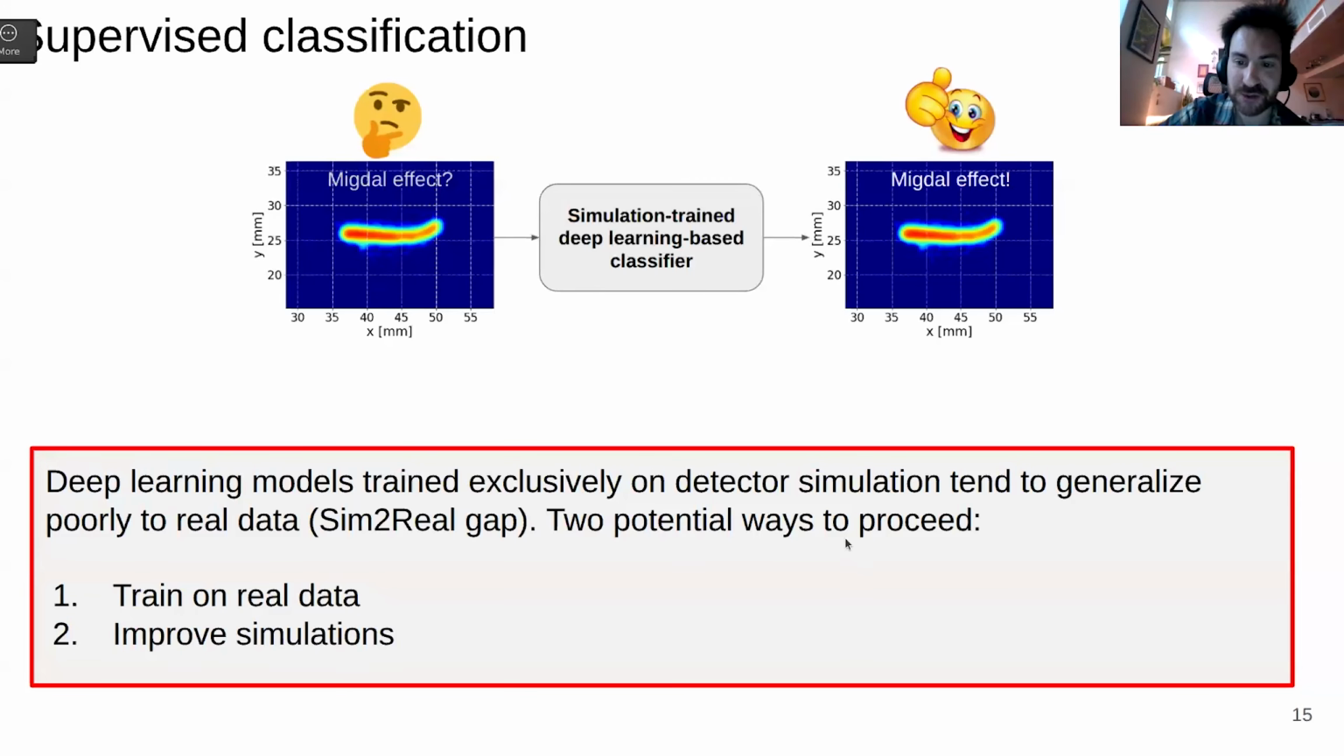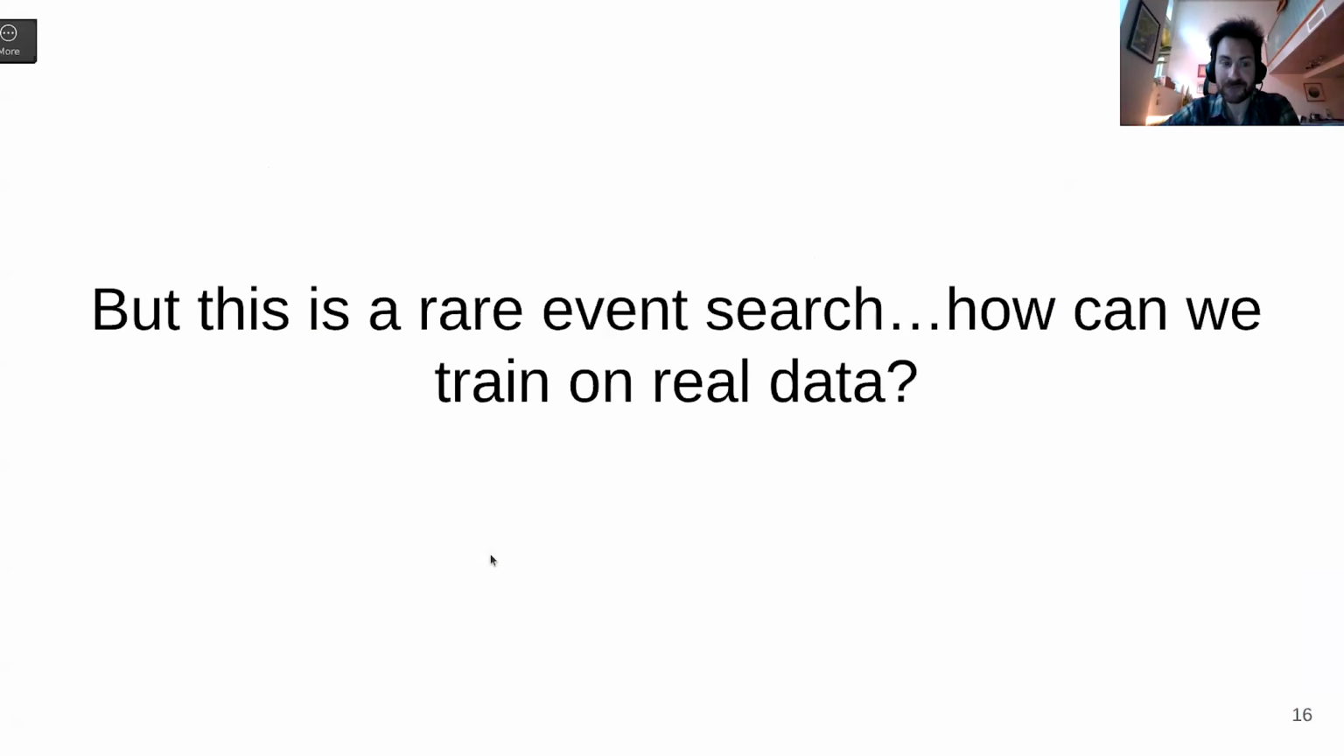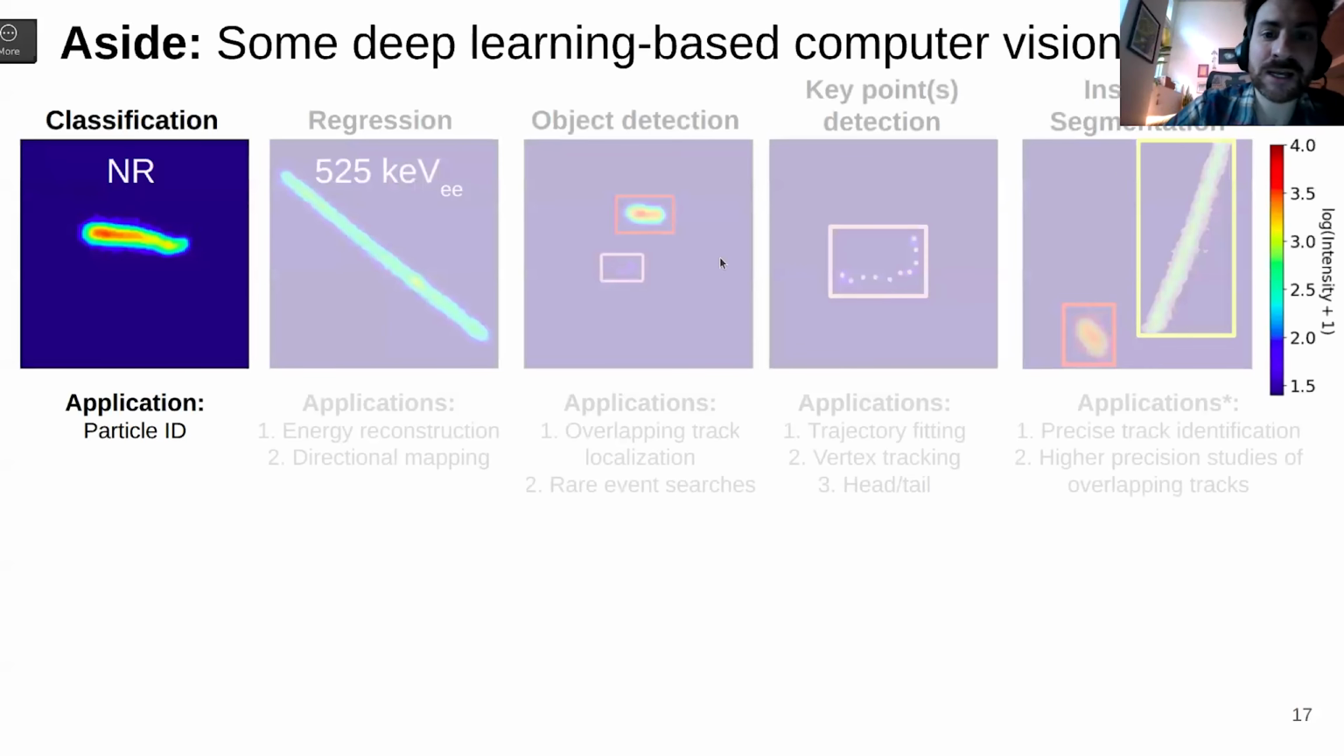So there's really two potential ways to proceed. You could either train on real data or improve simulations. Ideally, you want to do both. The approach that we took is to train on real data. And so this brings us back to that question: but this is a rare event search, how can we possibly train on real data? And so now let me introduce object detection, which is the machine learning technique that we use.